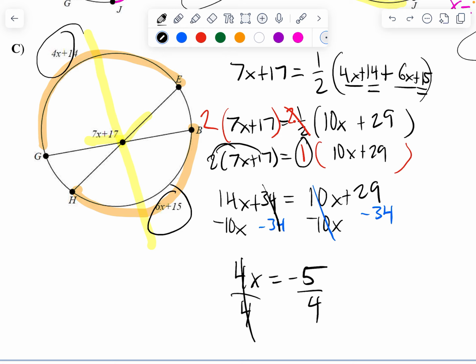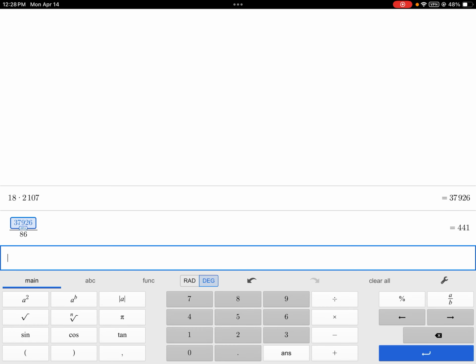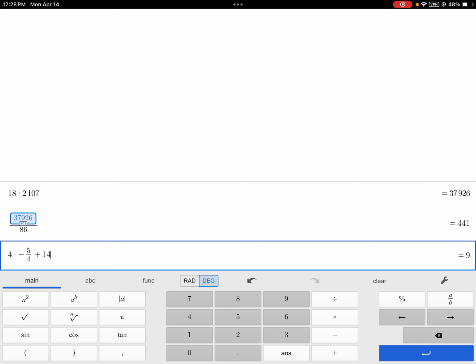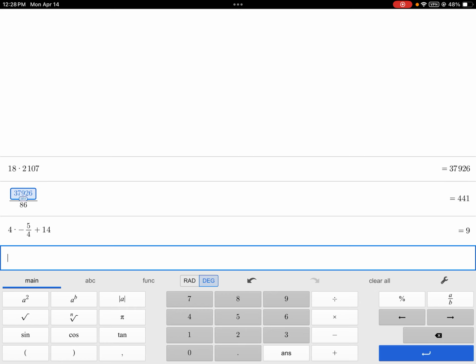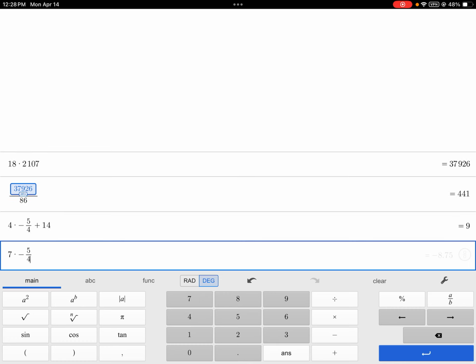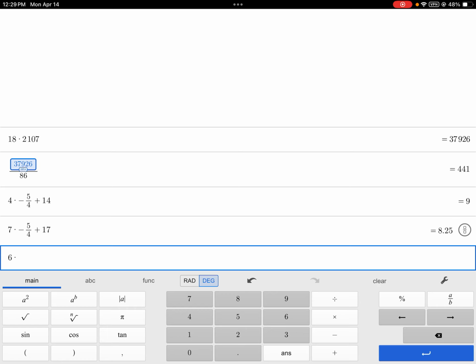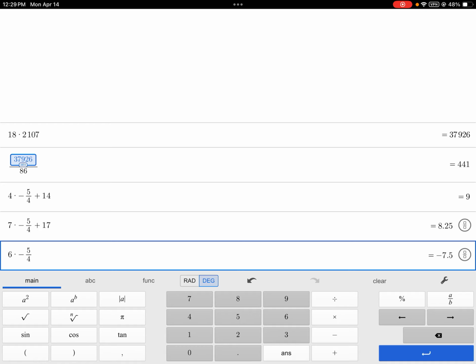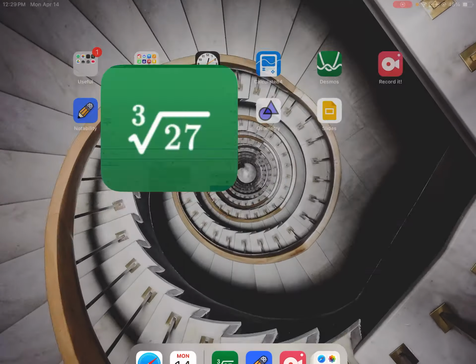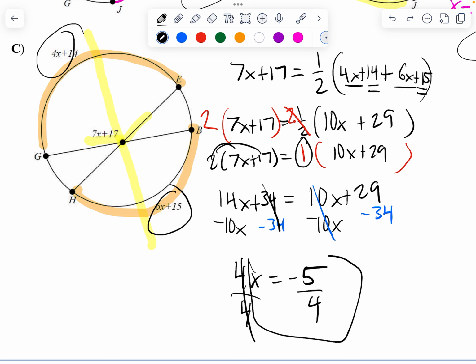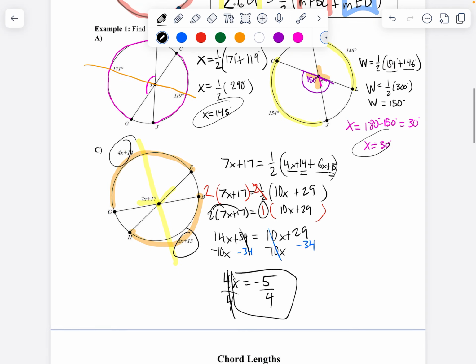So I say, okay, let's plug it in. So we have here 4 times our x, which is negative 5/4, plus 14. That gives us 9. 9 is a positive number, which means we have a positive length there. Positive lengths are fantastic. We love them. It's not an issue, right? The next one, we have 7 times negative 5/4 plus 17, positive number, that's good to go. 6 times negative 5/4 plus 15, I believe the number was, positive number. Right, they're all positive, which means that this is a valid answer, x equals negative 5/4, you're done.